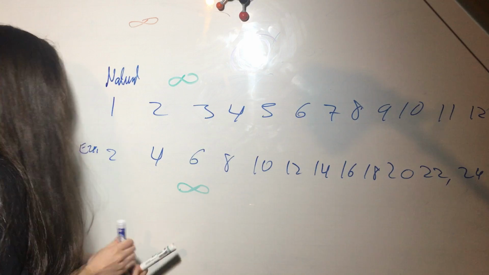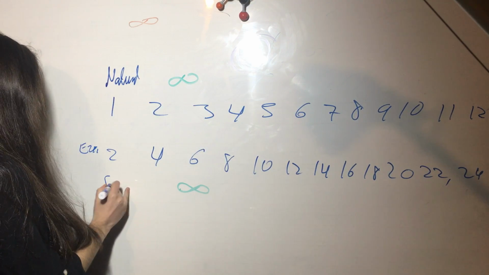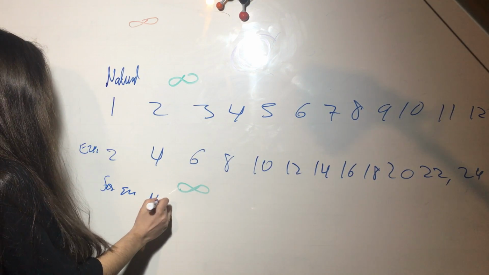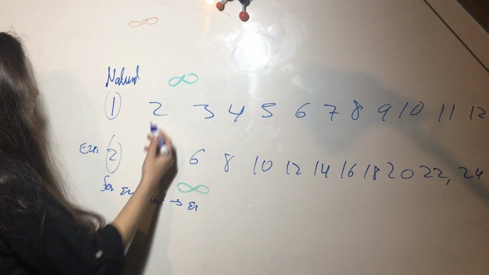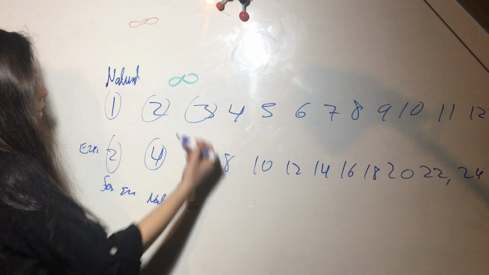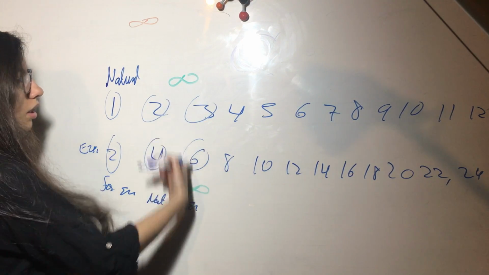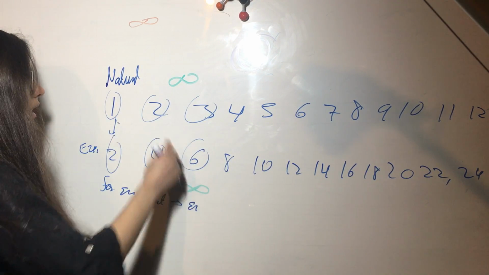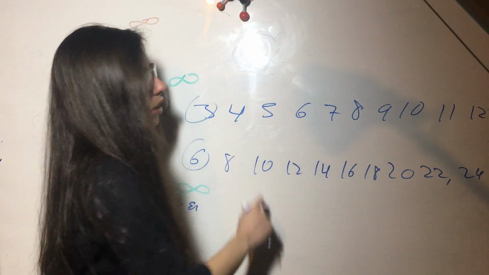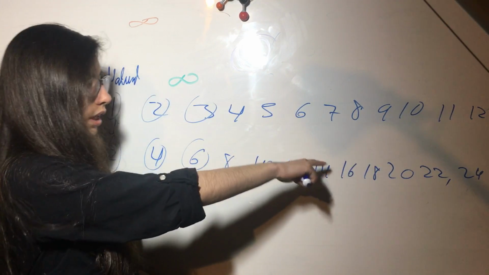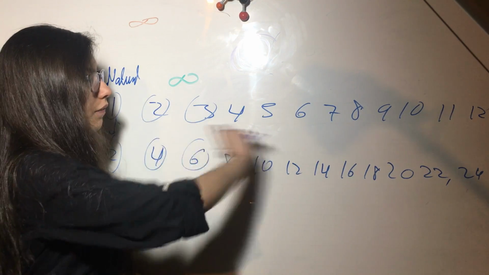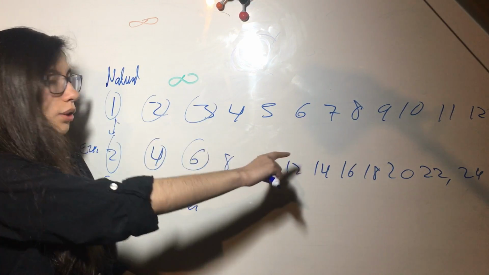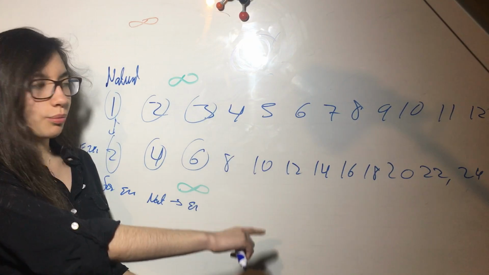And for every natural number, we can say an even number. 1, then we say 2. 2, then we say 4. 3, then we say 6. And so on. So there is no natural number for which we could not say an even number. So there are infinity natural numbers, and for every natural number we could say an even number.